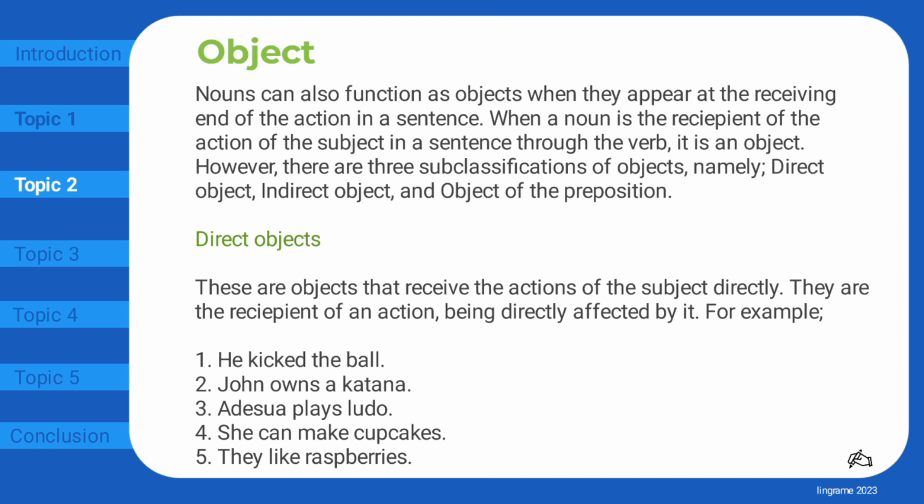Direct objects. These are objects that receive the actions of the subject directly. They are the recipient of an action, being directly affected by it. For example, he kicked their ball. John owns a katana. Adeswa plays Ludo. She can make cupcakes. They like raspberries.